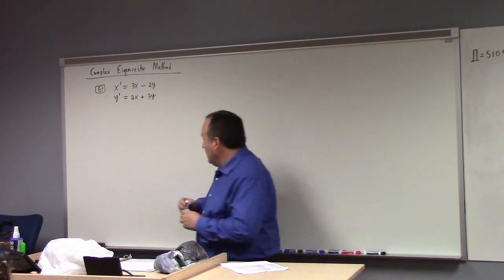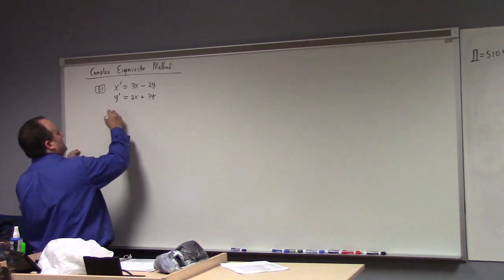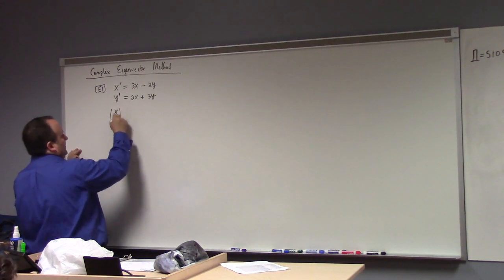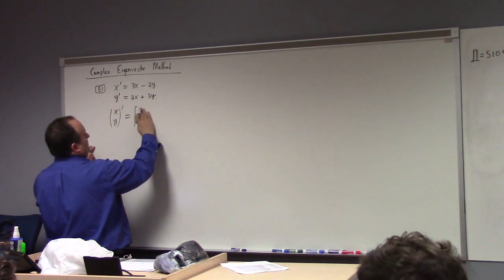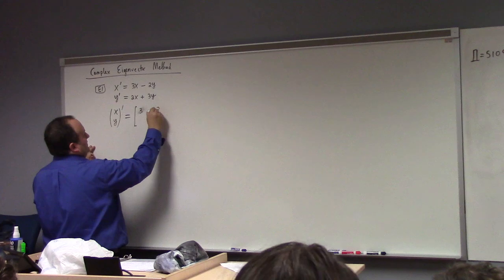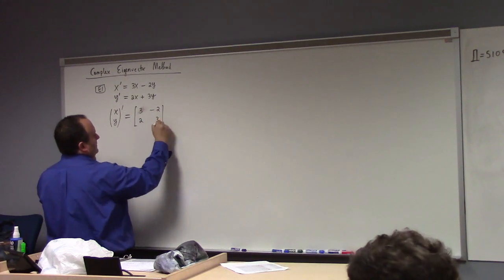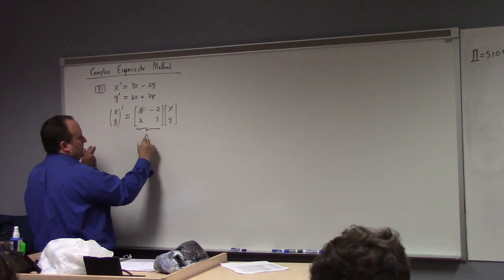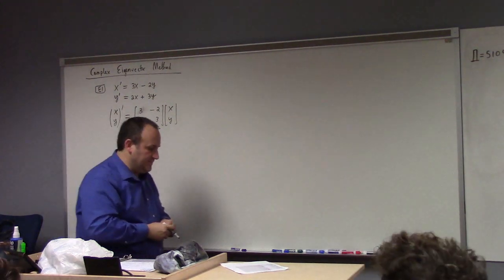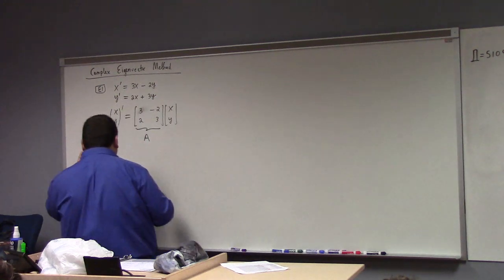Amen. All right, so let me get straight to it. So here we have x, y prime equals to the matrix 3, minus 2, 2, 3, times x, y. So identify the matrix of the problem here. A is this 2 by 2 matrix. So I get to work on it.